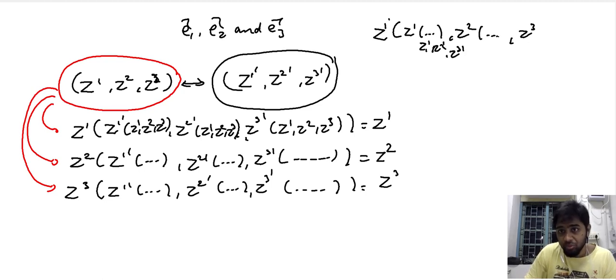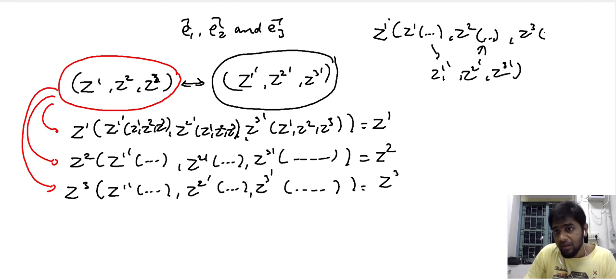The same way Z2 is a function of Z1 prime. So if I write it separately, this is a function of Z1 prime, Z2 prime, Z3 prime, and Z2 is also a function of Z1 prime, Z2 prime and Z3 prime. Z3 is also a function of Z1 prime, Z2 prime and Z3 prime. Then I should be able to recover the corresponding variable, that is Z1 prime.